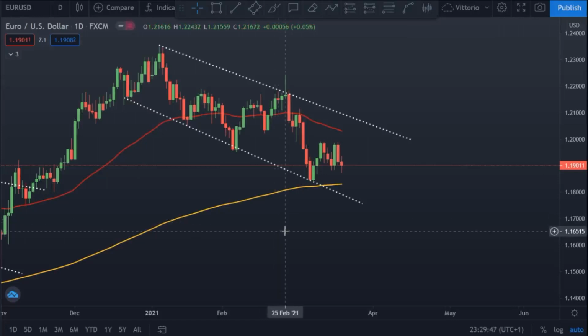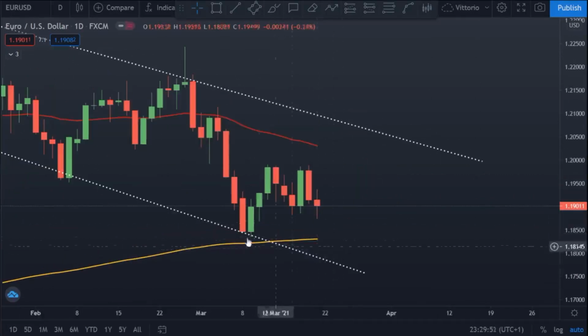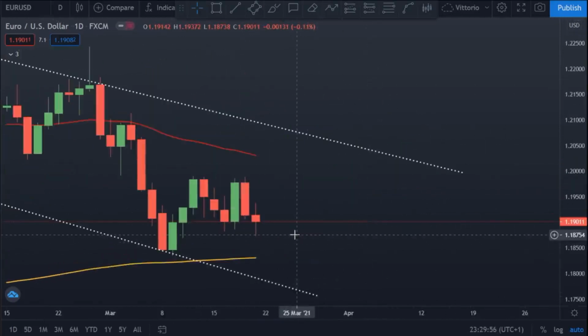So if you don't use them, it's completely fine, and just stick with me and just try to figure out how I use them. So basically on the daily time frame, we can see that the price has already tested the 200 EMA. We are on a falling channel. It has been 7 days of tight trading.